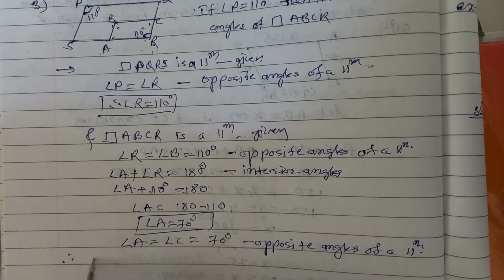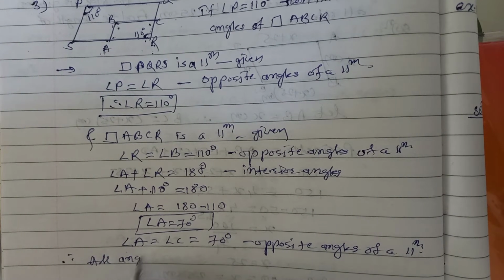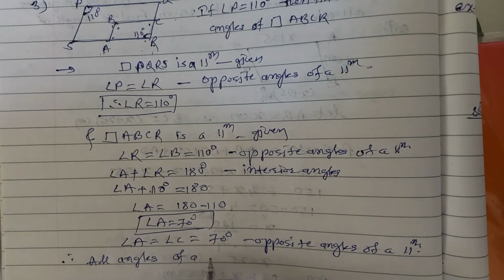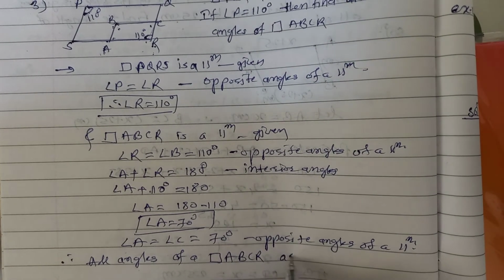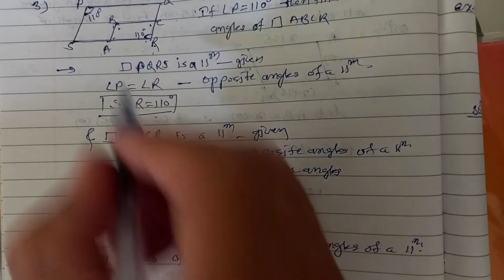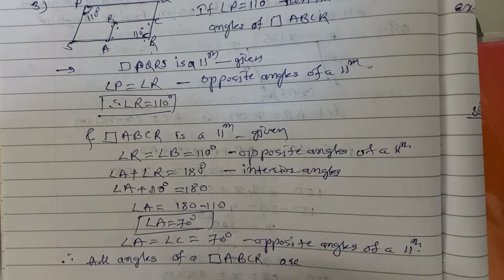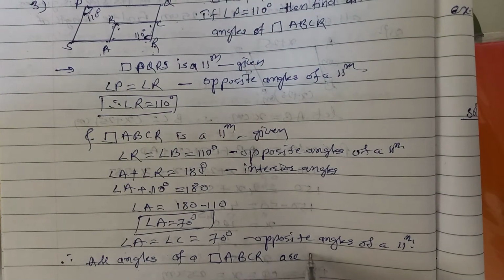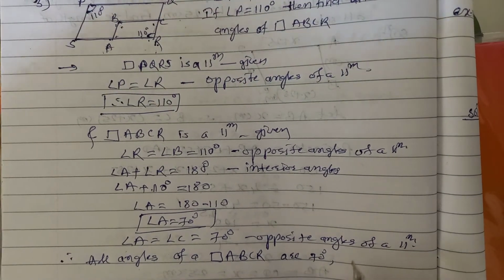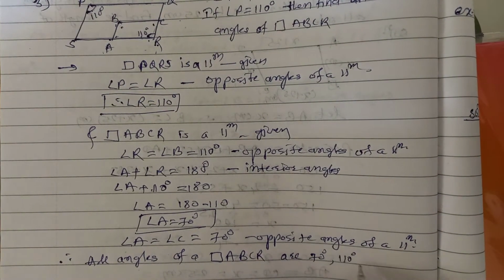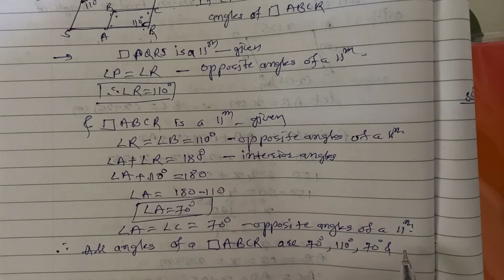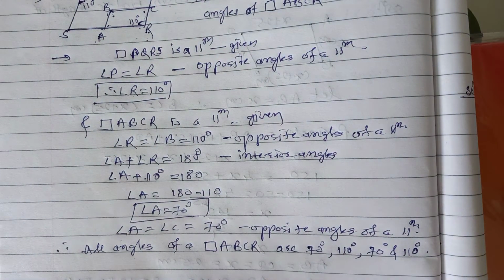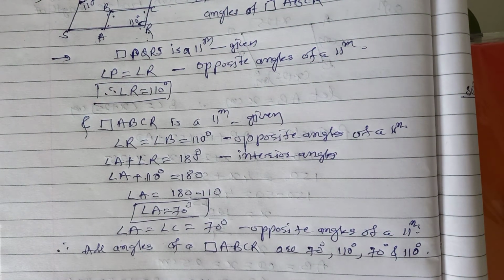Okay, we found all the angles. Therefore, all angles of parallelogram ABCR are, suppose we started from A, 70 degrees. Okay, B is 110 degrees, C is 70 degrees, and the last one is 110 degrees. This is the answer. So here we have solved 3 examples from this exercise.